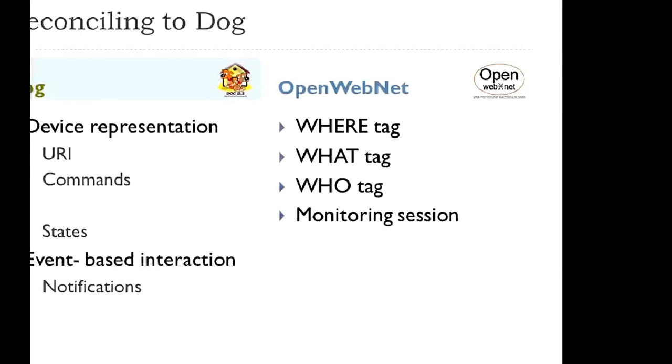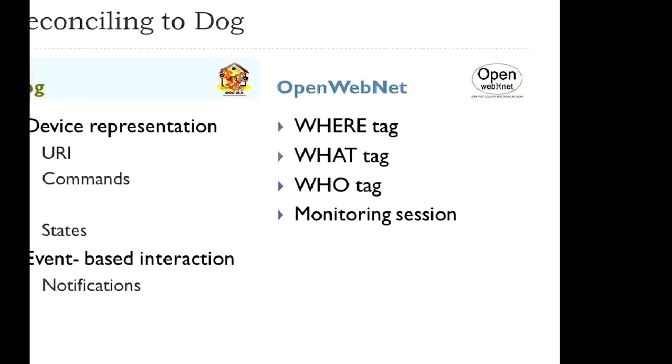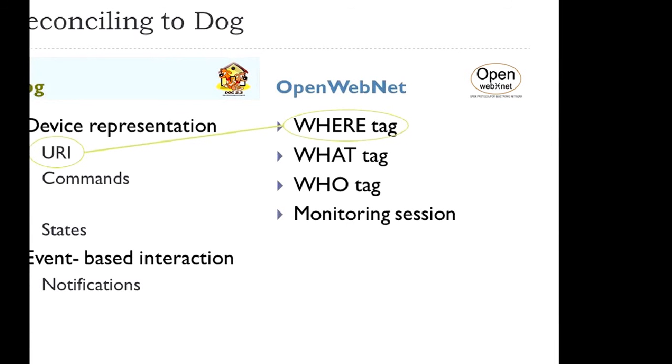Okay, now how can we address the problems? So I try to shorten here what are the problems and identify the conversions. So we have the Open WebNet network. We know that it works based on the who, what, and where tags. And we know that we can have event-based interaction by using a monitoring session. On the other side, in Dog, we represent a device by means of a URI, by means of its commands and states, and by means of its notifications, which are basically the events. Okay. So the URI corresponds to the where tag. So we need the mapping between the URI and the where tag, and this is done in the network driver.